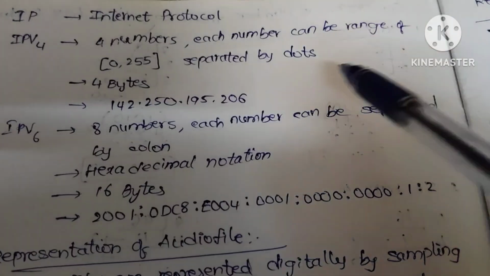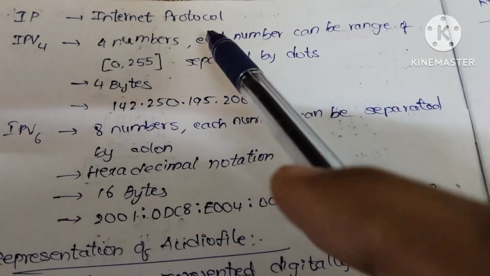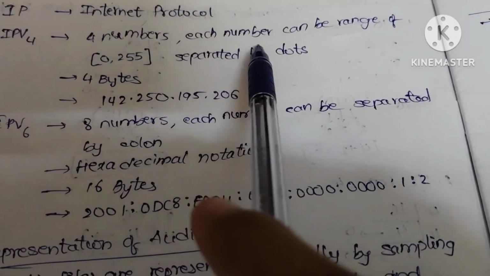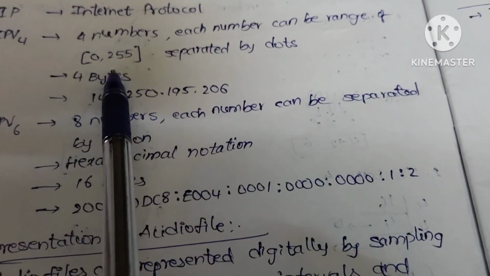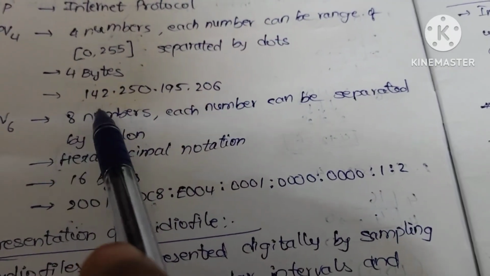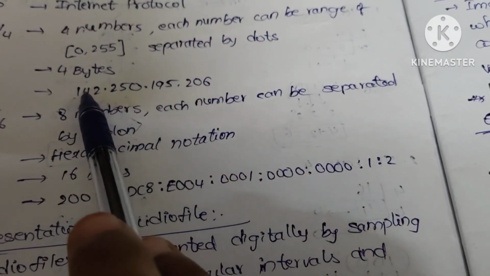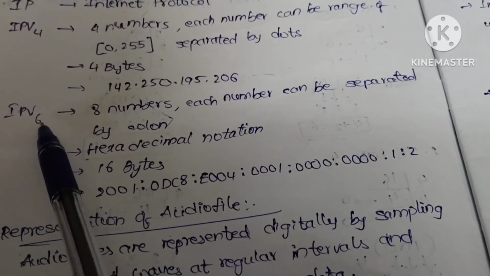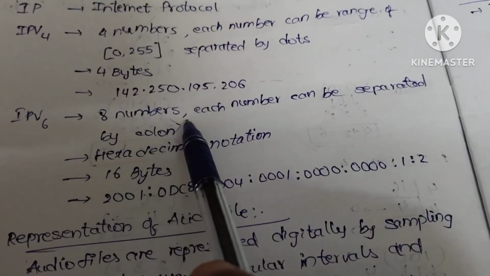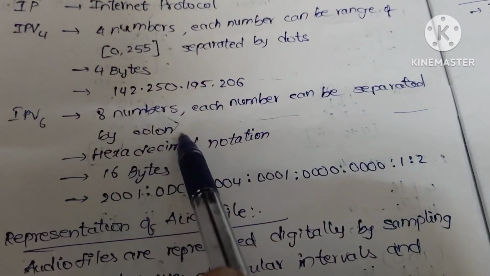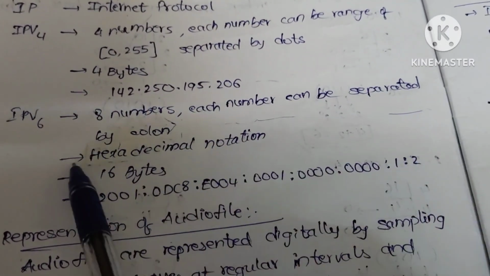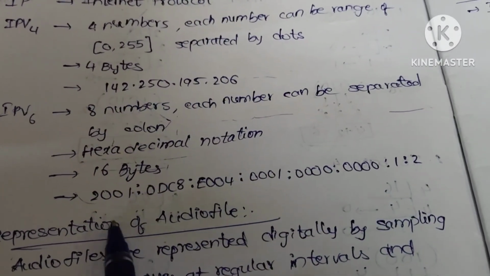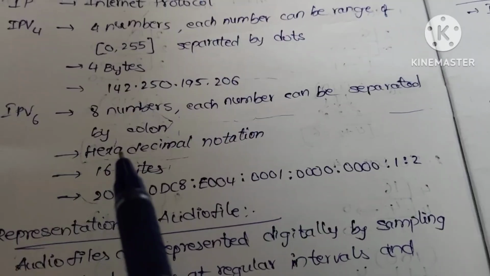Now the next topic is IP, Internet Protocol. IPv4 means 4 numbers. Each number can range from 0 to 255 and they are separated by dots. So it consists of 4 bytes. This is the way to represent IPv4. Next is IPv6. Here there are 8 numbers separated by colons. The notation is hexadecimal and it has 16 bytes. So this is the notation of IPv6.